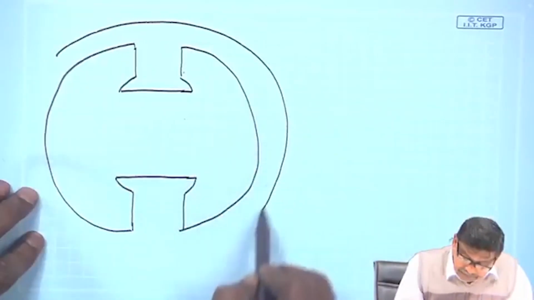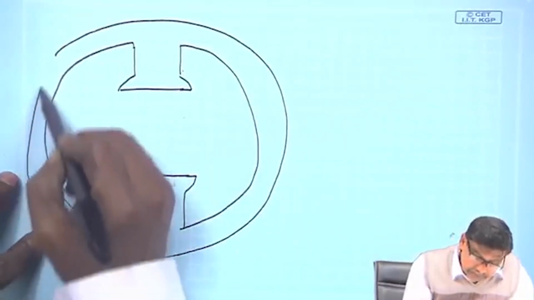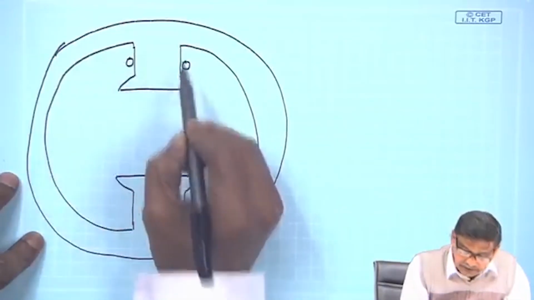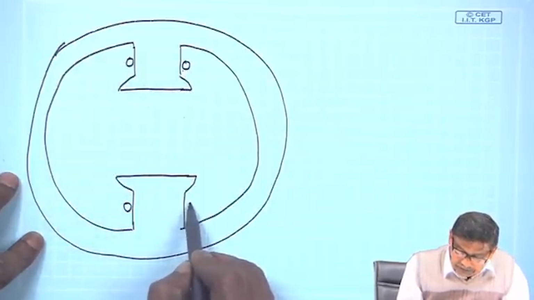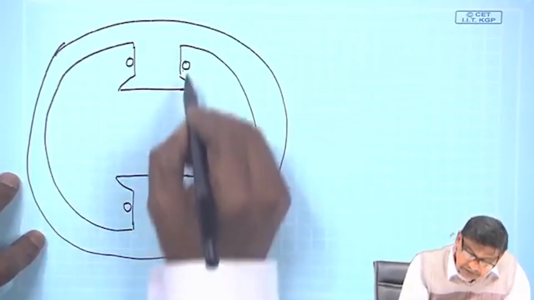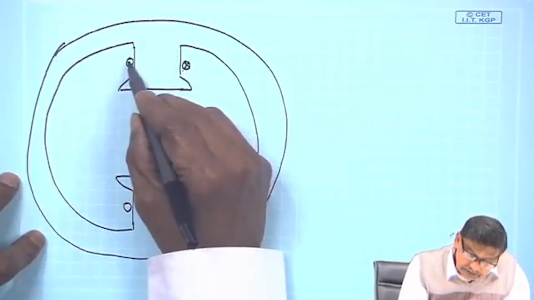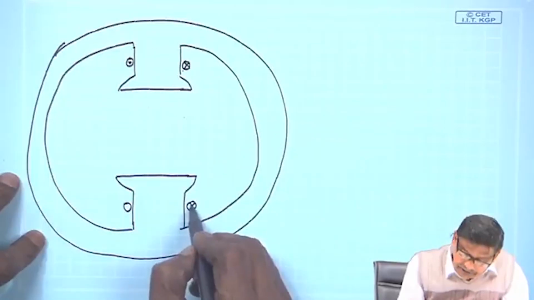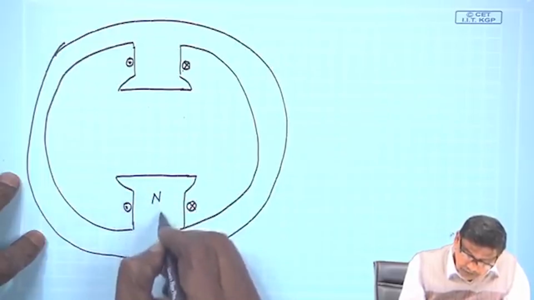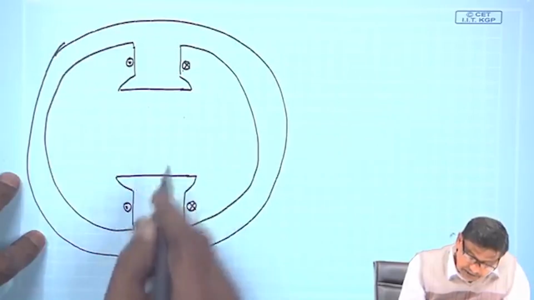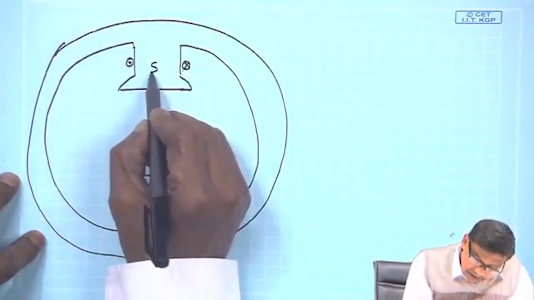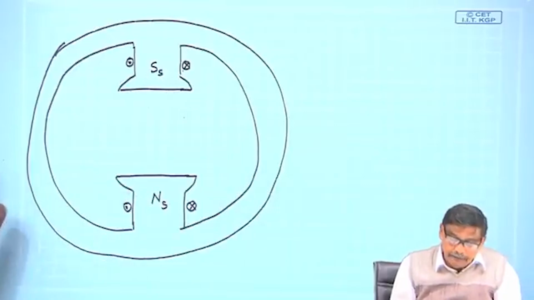There may be coils wrapped around the poles, and later we will see there are several other possibilities. If you pass current like this, this becomes a north pole of the stator, because lines of force will come out, and this will become the south pole of the stator.